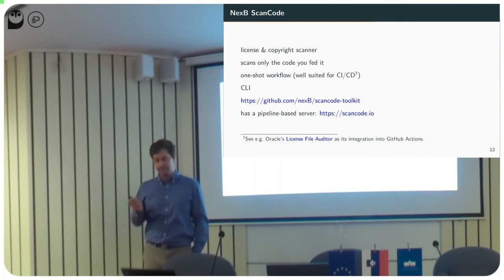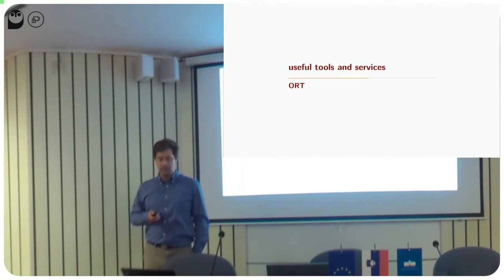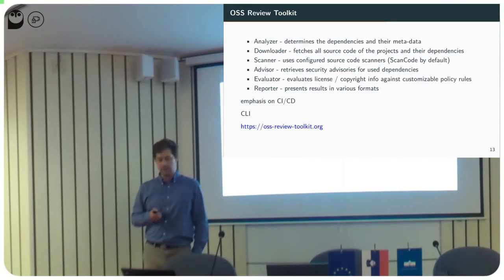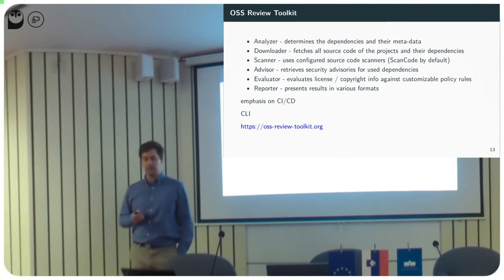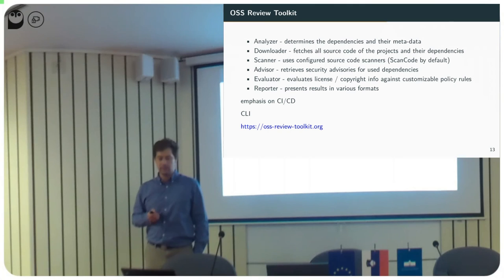That's what I usually use when I have to do something really quick. It's also well suited for CI. The bigger package, if you need to do a more broad check, I would use ORT, the OSS Review Toolkit, which is an even wider toolkit with an emphasis on CI. It's again a CLI tool, but this one is in Kotlin.